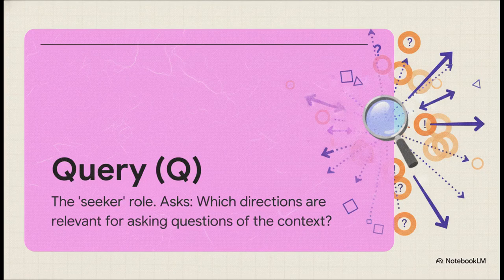Okay, first up is the query. The query is the seeker. It's the part of the token that's asking a question. Imagine the token is the word it. Its query is essentially shouting out, "Hey everyone, I'm a pronoun.